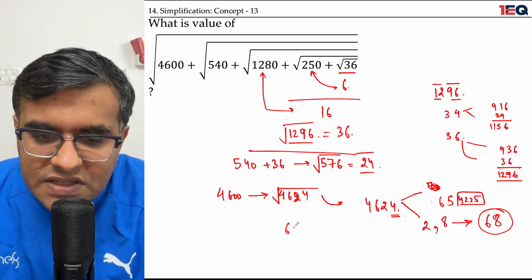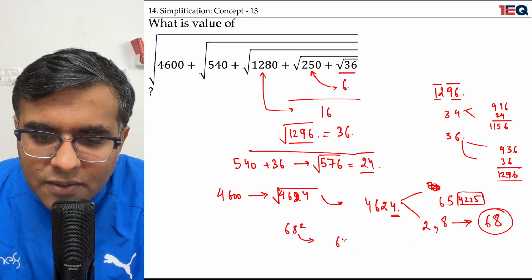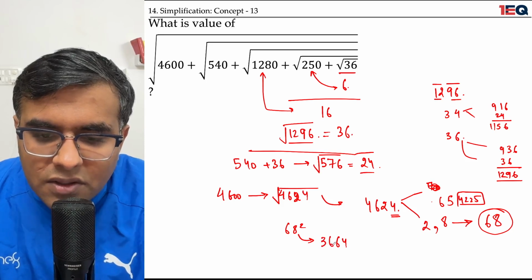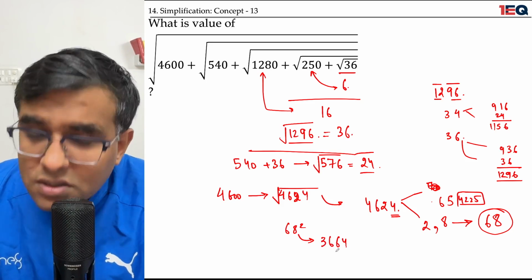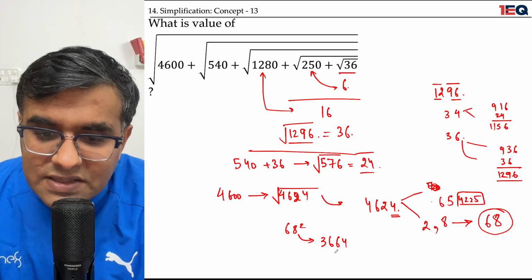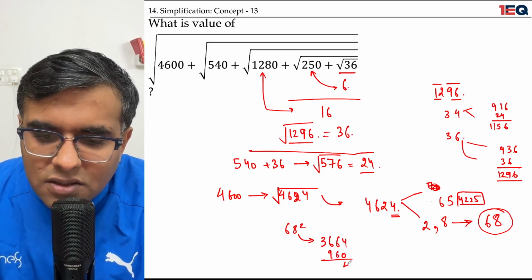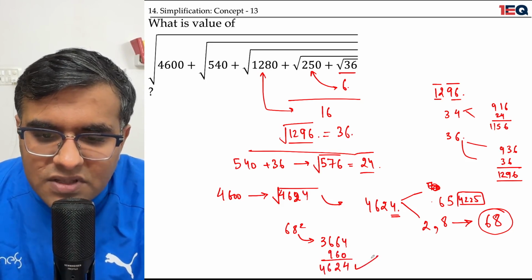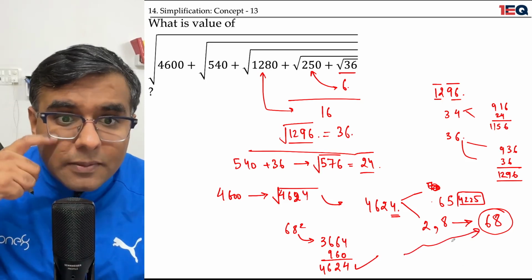When 68 has to be squared, I would square the last digit, then square the first digit and juxtapose it right next to it, 3664. Then 6 8s are 48, 48 into 2 is 96, 96 into 10 is 960. This would come as 16. 4624 is my final answer. Okay, so we were correct.